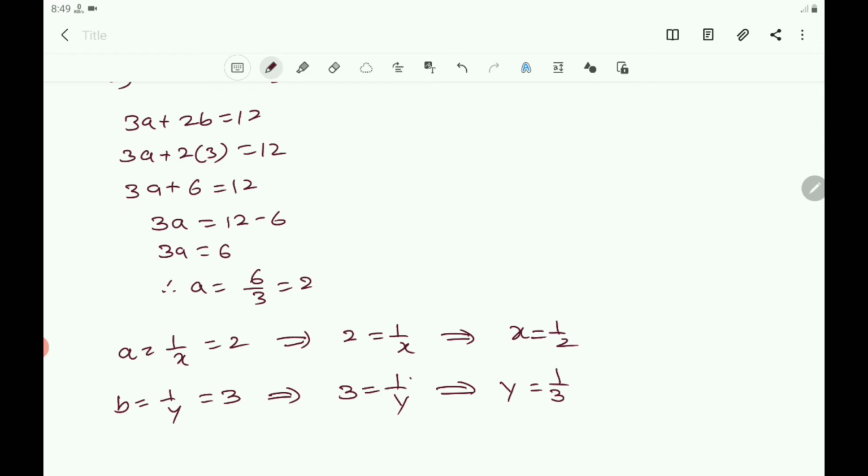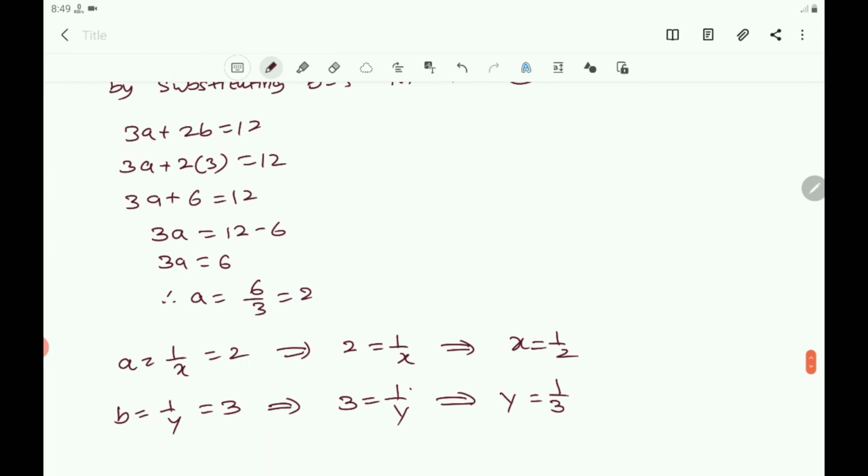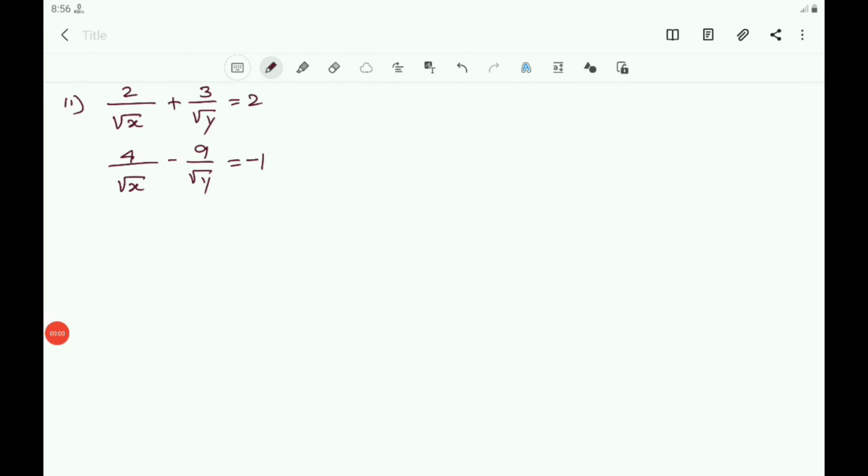Y is equal to 1 by 3. In this way you got the value of x and y. Now you take the second one: 2 by root x plus 3 by root y is equal to 2, and 4 by root x minus 9 by root y is equal to minus 1.